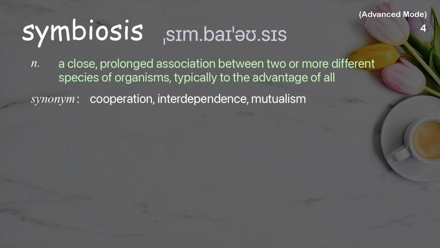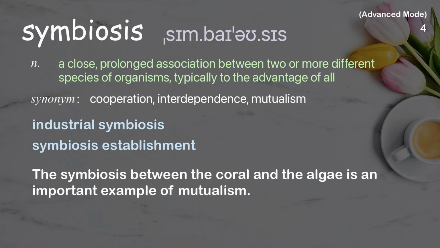Symbiosis. A close, prolonged association between two or more different species of organisms, typically to the advantage of all. Examples: Industrial symbiosis, symbiosis establishment. The symbiosis between the coral and the algae is an important example of mutualism.